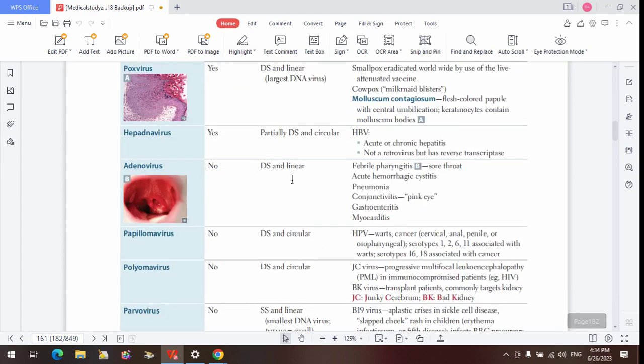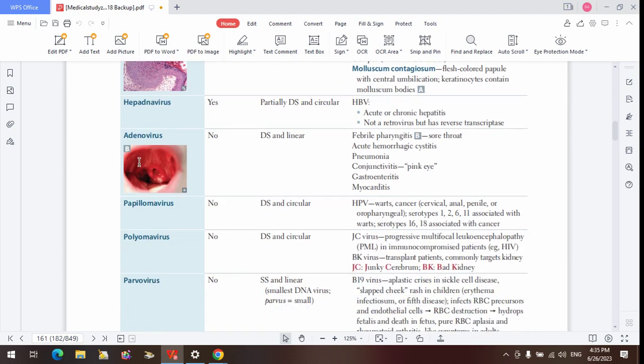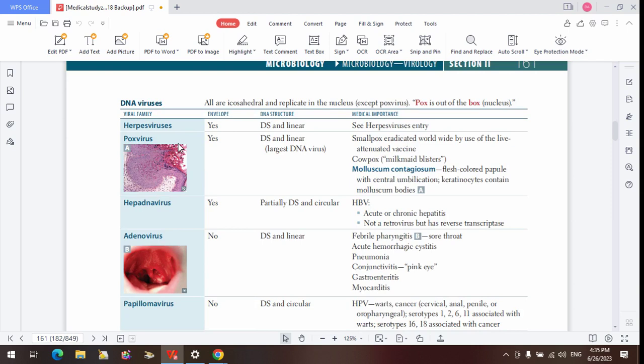So let's go back to that slide. The herpes, the pox, and their partner, these three share so many things in common. What do they share in common? They are all enveloped. Herpes, the pox, and the partner are the big guys, so they are enveloped. The other four are non-enveloped: adeno, papilloma, polyoma, and parvo. It is only herpes, pox, and the partner that are enveloped.